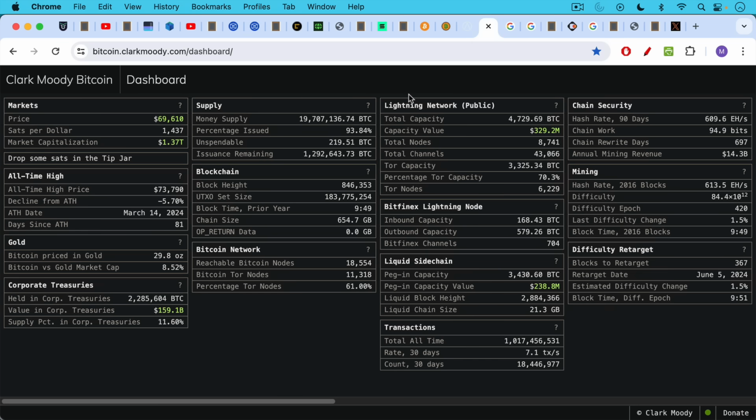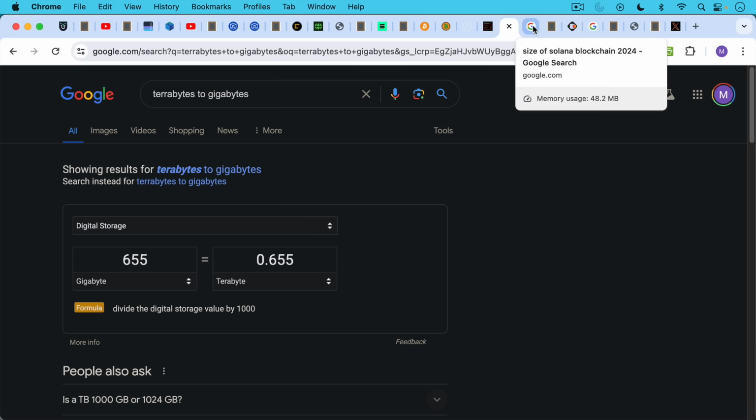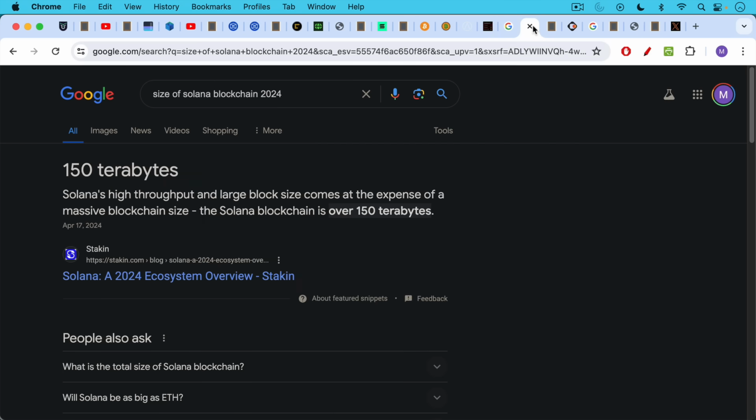If we take a look at the size of the blockchains as well, the Bitcoin blockchain is currently about 655 gigs. If we convert that to terabytes, it's only 0.655 terabytes. And then if we compare that number of terabytes to the size of the Solana blockchain, it's unbelievable. The Solana blockchain is already 150 terabytes. So you have the storage requirement as well for the nodes who are running this.